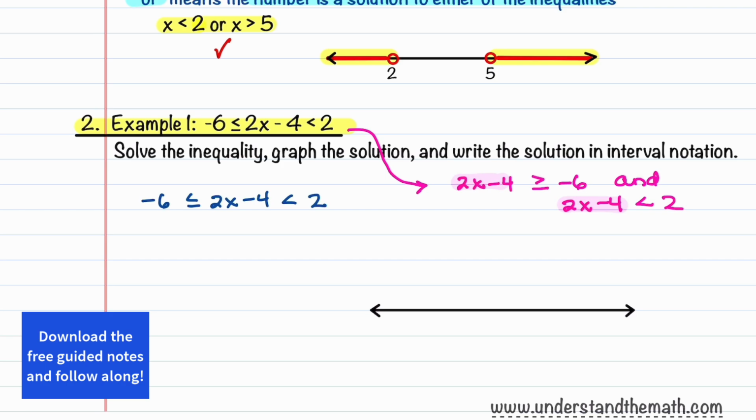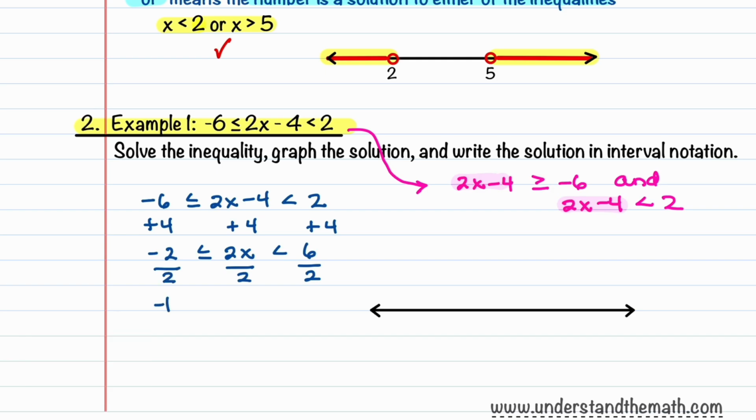We need to get x by itself, so let's add 4 to all 3 of our pieces. On the left, we have minus 6 plus 4, which is a negative 2. In the middle, then, we get a 2x. And on the right-hand side, we have a 6. Now, to get x by itself, we're going to divide by 2. So we have to divide each piece by 2. And this gives us minus 1 is less than or equal to x is less than 3.